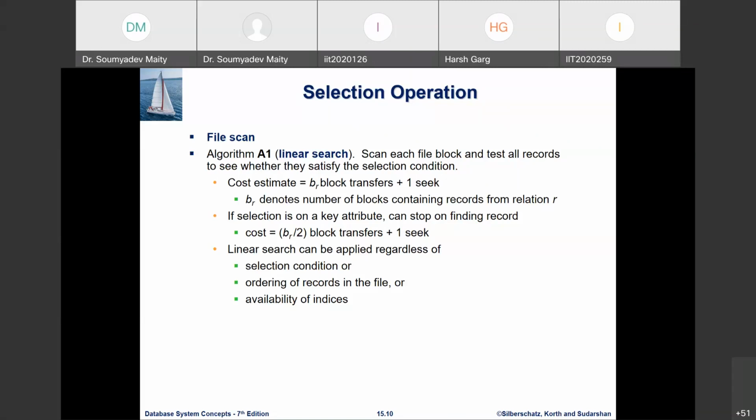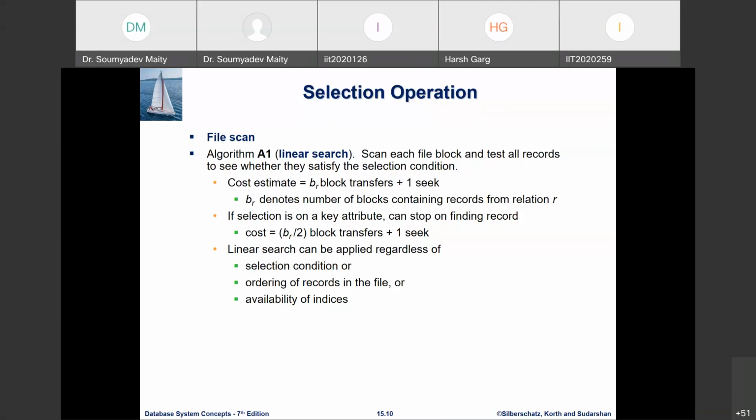Now, in the second case, when it is a key attribute, we know that only one record will satisfy the condition. So as soon as you have found that particular record, you can stop the search. You do not need to process the rest of the file further.